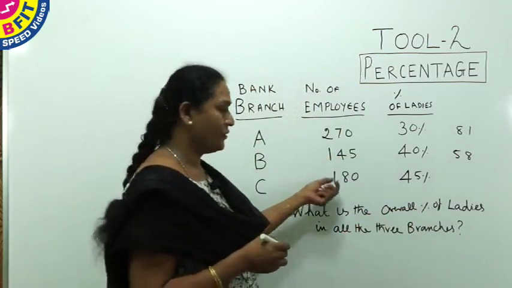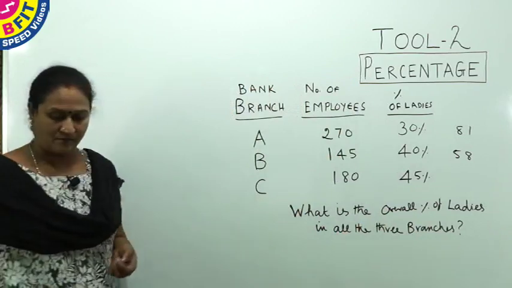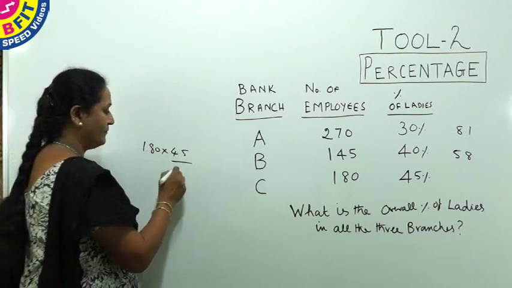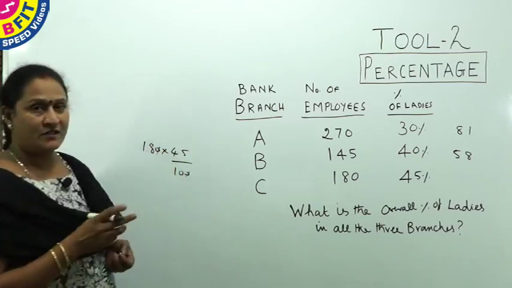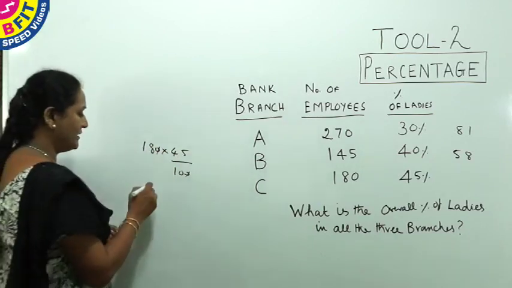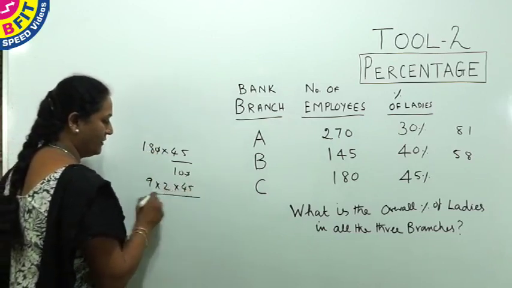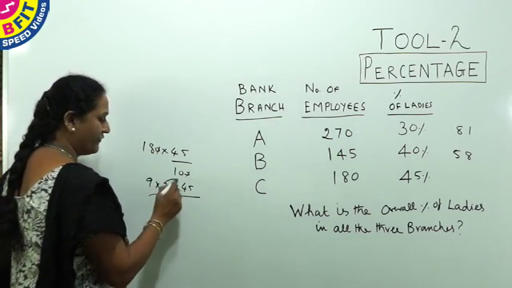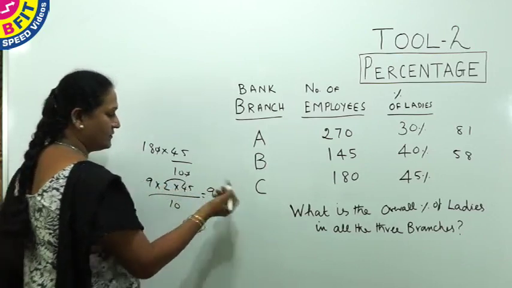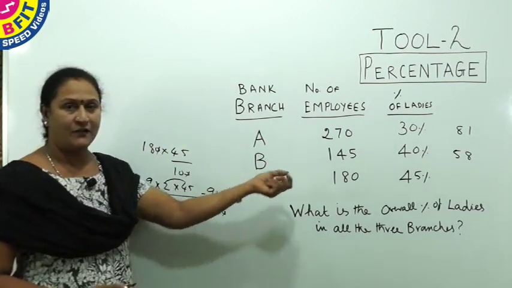And now 45% of 180. So now you can use this 5-man army concept also. 5 multiplying with an even number. And how can we split this? 9 into 2 into 45 by 10. So combining this 45 and 2, it is 9 into 90 by 10. So what is 9 into 9? It is 81. So the number of ladies in this 180, 45%, is 81.